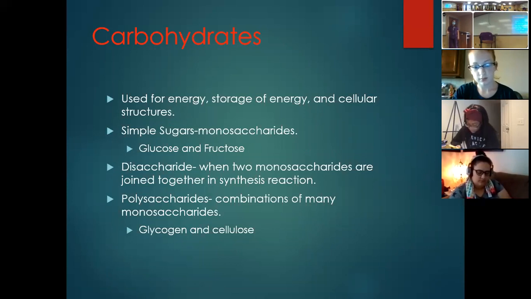That would be a disaccharide. And then I can take multiple single sugars and bond them together. Polysaccharides. Probably terms that you've heard before.